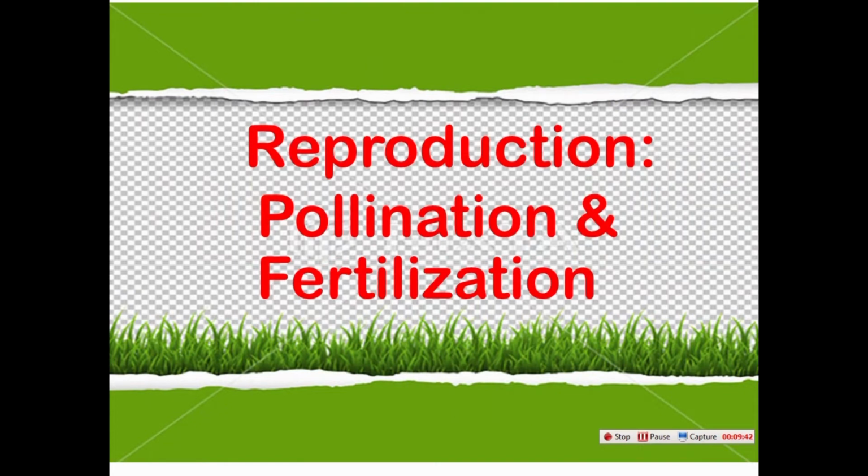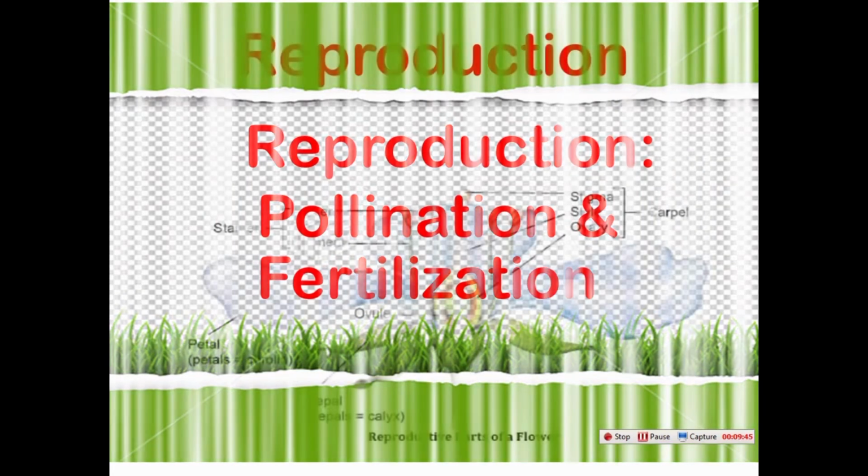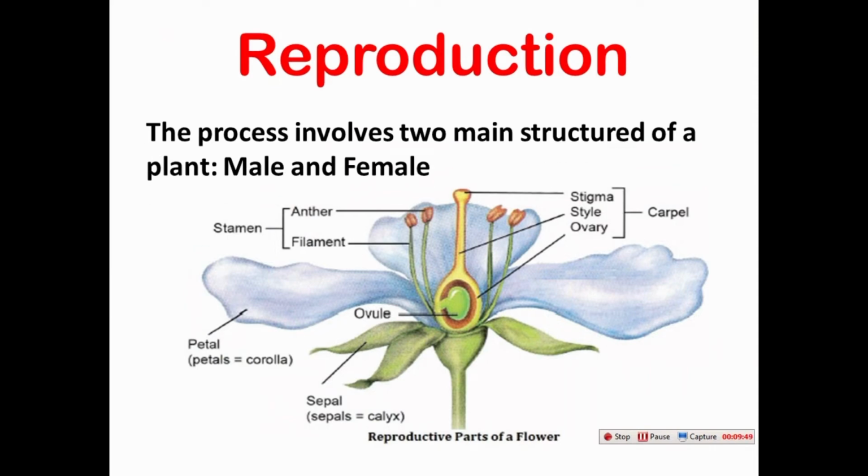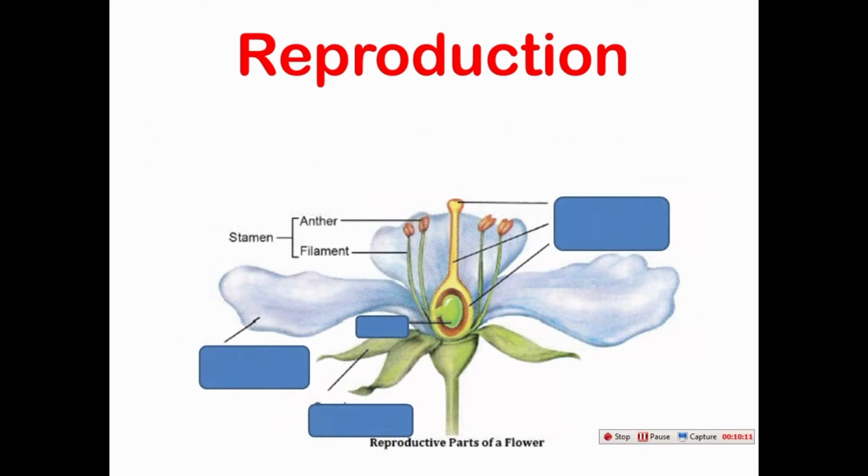That involves pollination and fertilization. Let's have first reproduction. Reproduction is the process that involves two main structures of a plant, the male and female structure of a plant. You can open your book on page 8. Look at your page 8. In reproduction, it involves two parts of a plant, the male and female part.